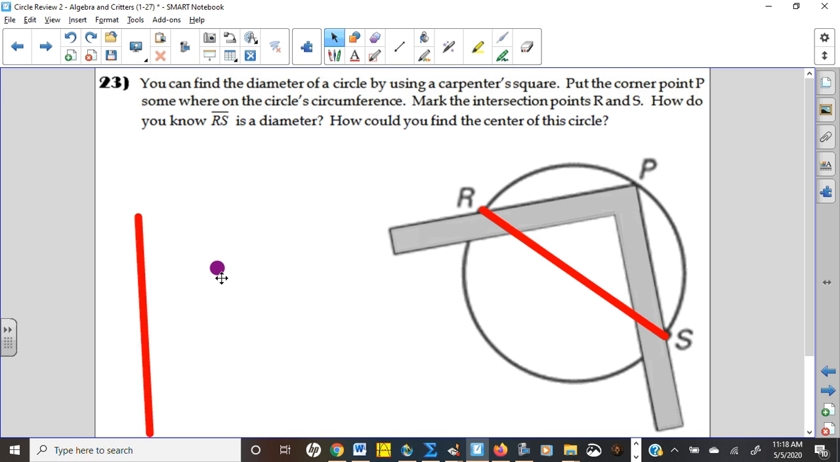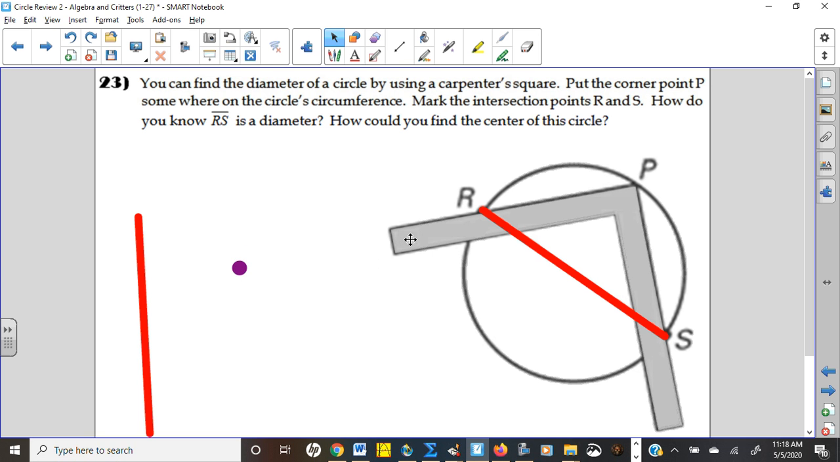What most people didn't do, though, is say, well, great, all that gives me is a diameter. It goes through the center, but it doesn't tell me which one of these points is the center, right? So that's not enough information. Some people say, well, I'll find the midpoint. Well, that's great if it's on a grid and you know that R is a certain value and S is a certain value. You don't have coordinates for R and S. How are you going to find the midpoint? You're only allowed to use the Carpenter square. So how can you do that?